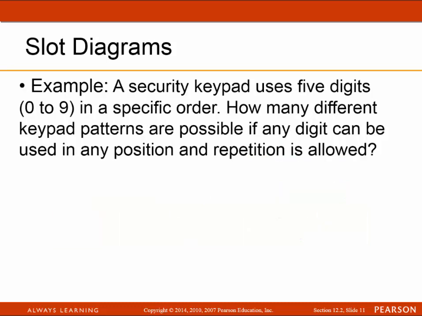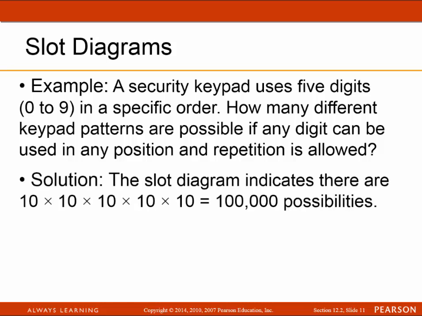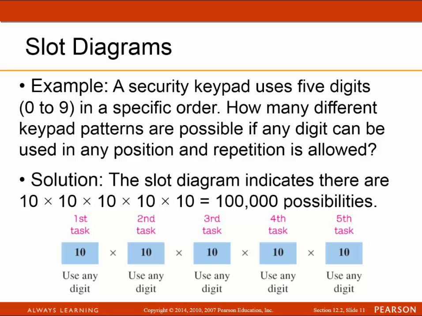So here's an example. A security keypad uses 5 digits, 0 to 9, in specific order. How many different keypad patterns are possible if any digit can be used in any position and repetition is allowed? Since repetition is allowed, we have 10 digits for the first one, 10 for the second, 10 for the third, 10 for the fourth, and 10 for the fifth, which gives us 100,000 possibilities. Now using a slot diagram, this is what it would look like.